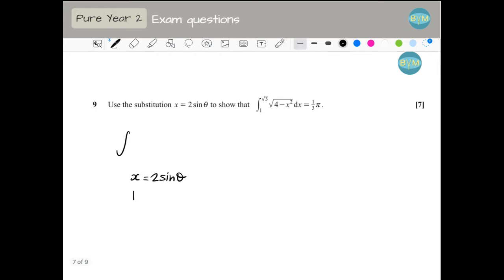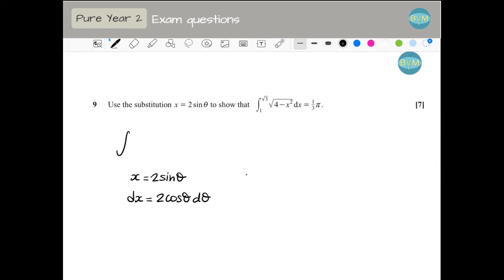I'm going to differentiate the x. When I differentiate this function, the derivative of sine is cos. So I have 2 cos theta d theta. And what I have to change as well when I use substitution is the limits of integration, because these are for x and we need them for theta.